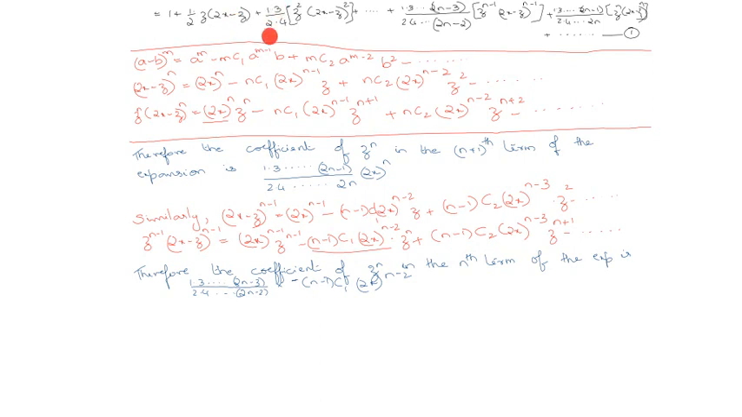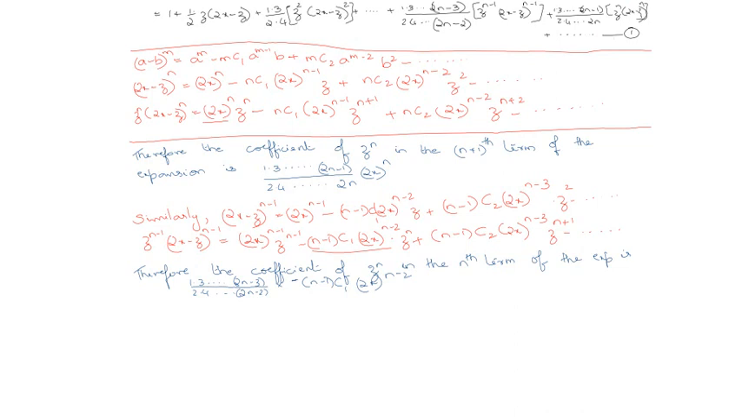1 into 3 divided by 2 into 4 z square into (2x minus z) the whole square plus etc. 1 into 3 into etc. 2n minus 3 divided by 2 into 4 etc. 2n minus 2 into z raised to n minus 1 into (2x minus z) raised to n minus 1 plus 1 into 3 into etc. 2n minus 1 divided by 2 into 4 etc. 2n into z raised to n into (2x minus z) the whole raised to n plus etc.